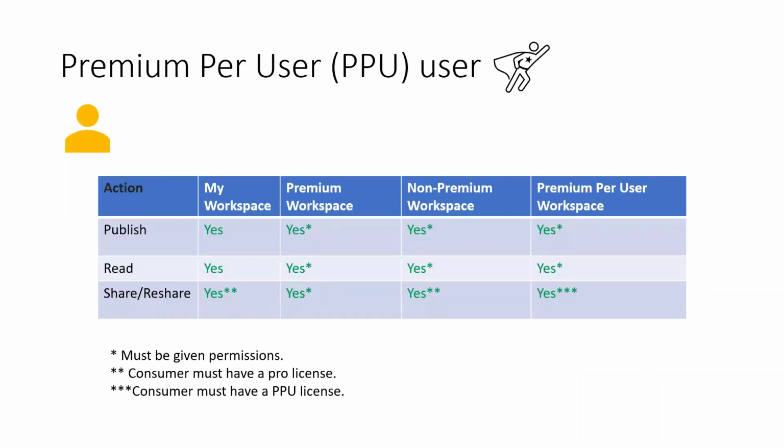And then finally, the Premium Per User is like a super user. They can publish everywhere. They can consume from everywhere, regardless of the workspace type.